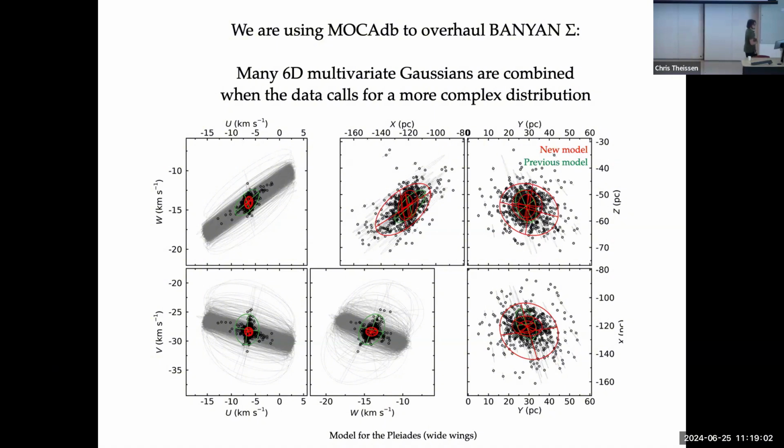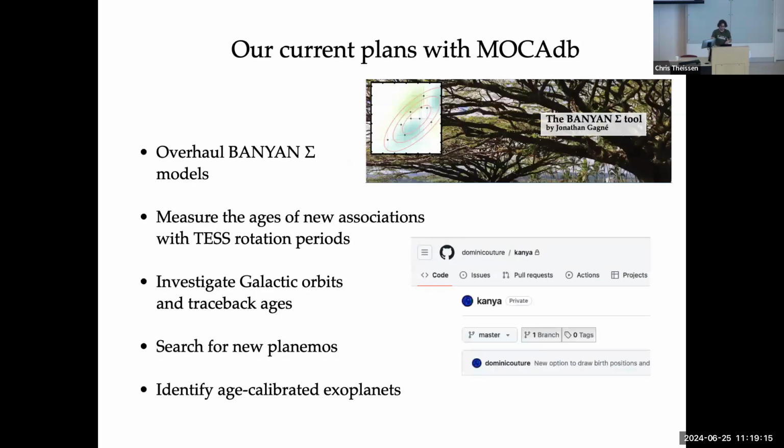This is useful, for example, for the Pleiades or some other dense open clusters where the wings are wider than a Gaussian, but also for other more complex distributions like the Hyades tidal tails.